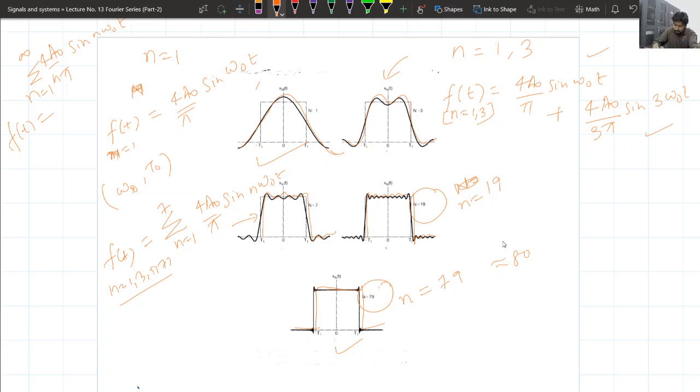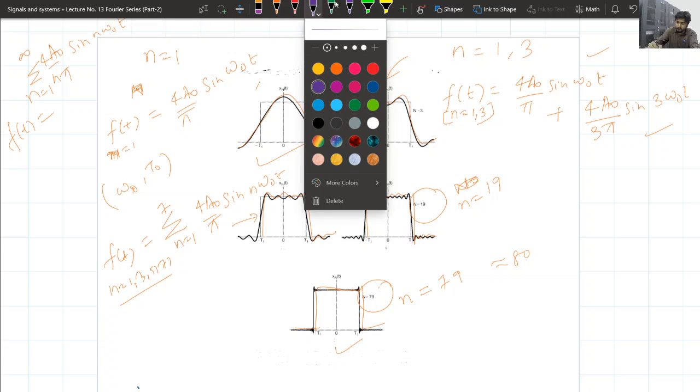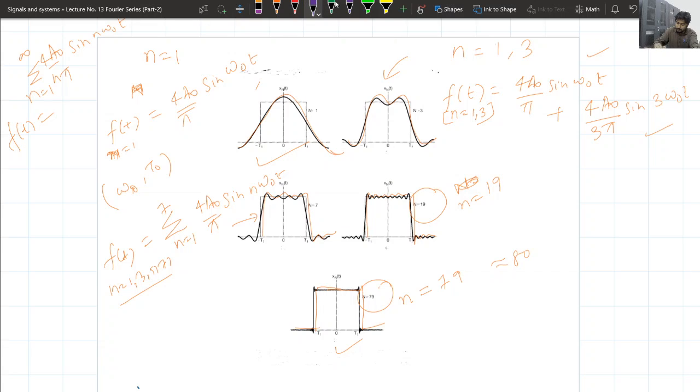But still you can see the square wave is not a perfect square wave. Some ripples are there at the point of discontinuity. You can see, if we exaggerate here, do something like that.